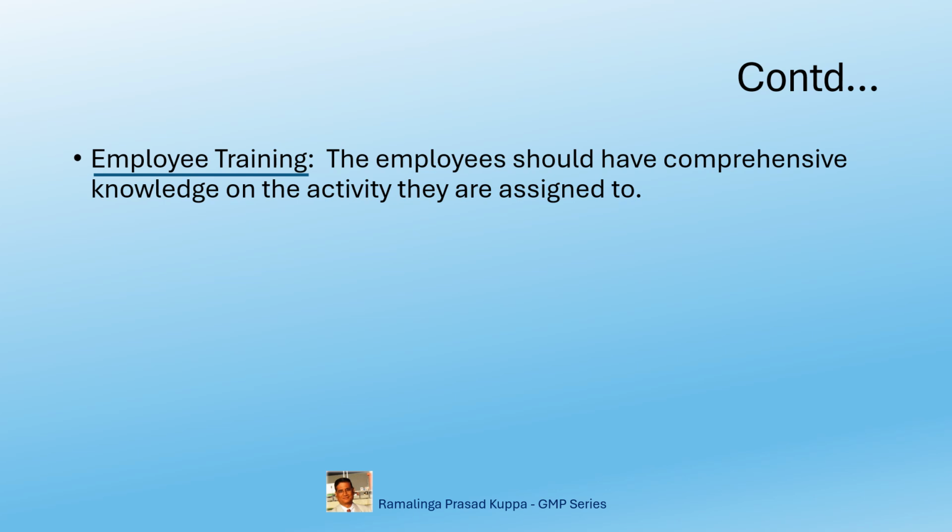Employee training. The employees should have comprehensive knowledge on the activity they are assigned to. Employee training is one of the critical aspects to focus on Lean GMP. The employee must be well trained to understand the process completely with all intricate details. The intent of the procedure should be understood well by the employee so that they can contribute for improvements with a focus on Lean GMP strategy.